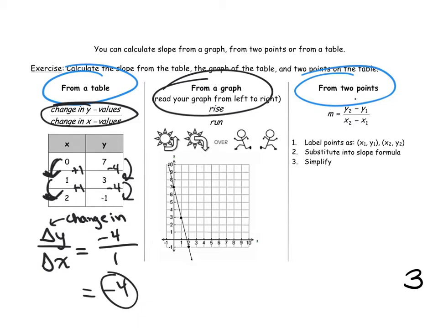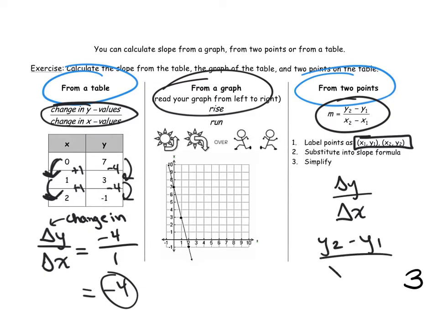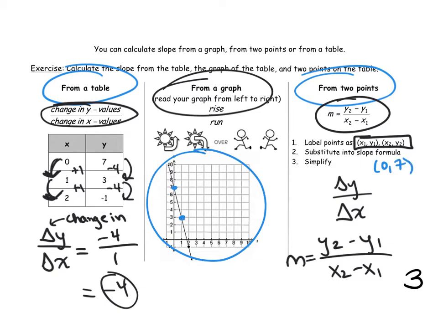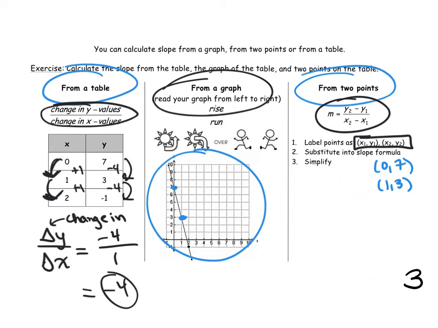If we look at it from 2 points, if we had these 2 points, x1, y1, and x2, y2, again, it's always the change in y over the change in x, where we take y2 minus y1 over x2 minus x1, and that's our slope. And we can use that from this graph here. We have the point 0, 7, and another point 1, 3. So we can plug this in for the change in y over the change in x.